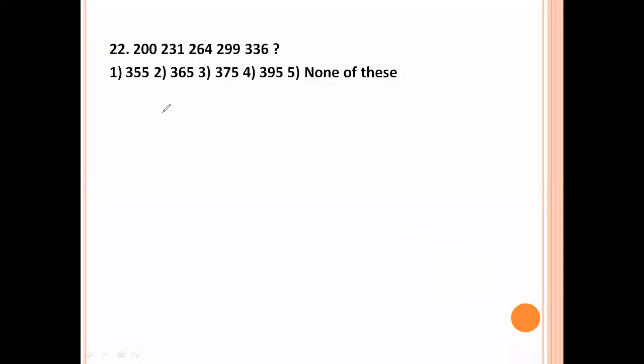Next question. 200, 231, 264, 299, 336, question mark. So here we find the difference. 31, 33, 35, 37. 31, 33, 35, 37 means the next value is 39. 336 plus 39 is 375. Option number 3 is the right answer.